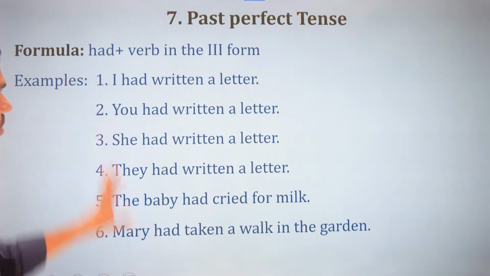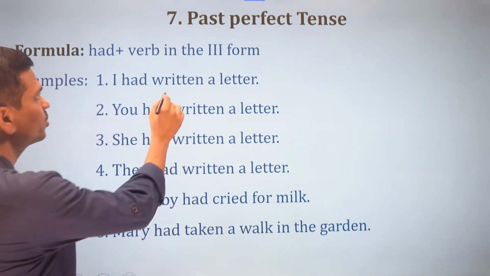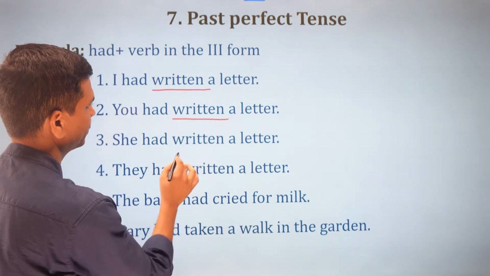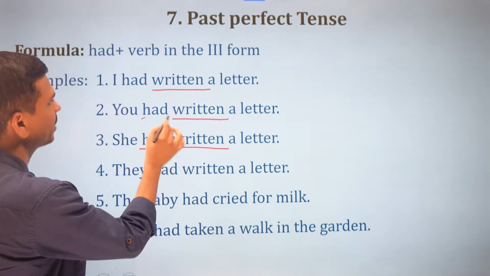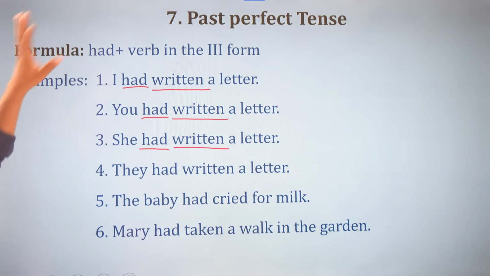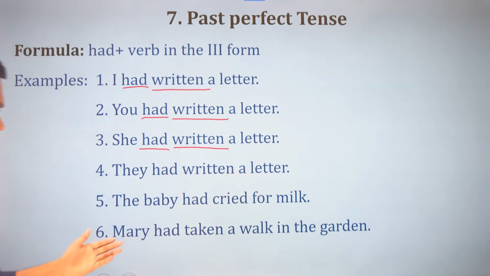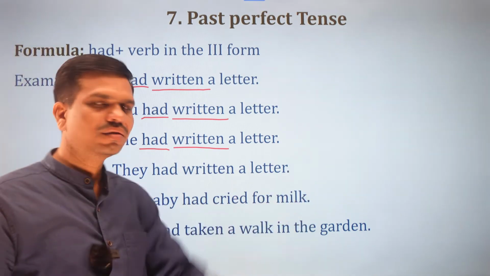Now example, again, I had written a letter, you had written a letter. So this is the third form of write, right? And we have attached the helping verb of to have, that is in the past, had. They had written a letter, the baby had cried for milk, Mary had taken a walk in the garden.